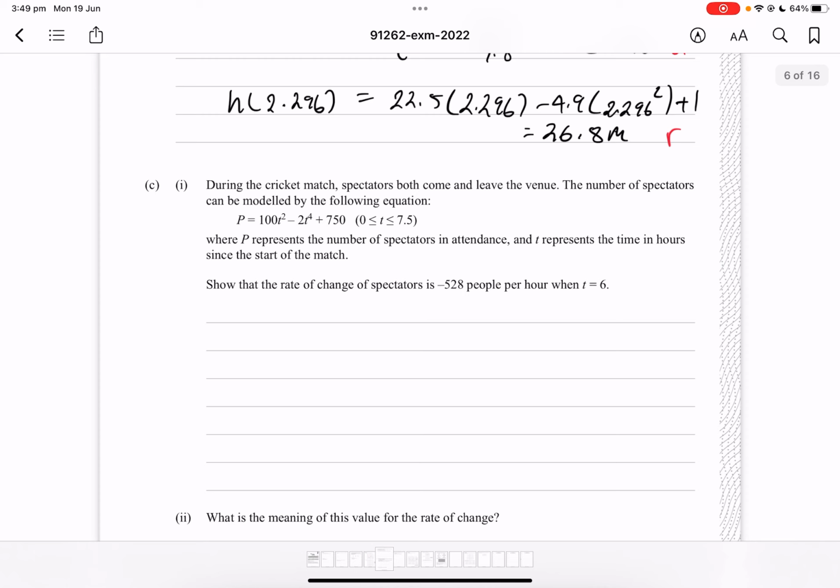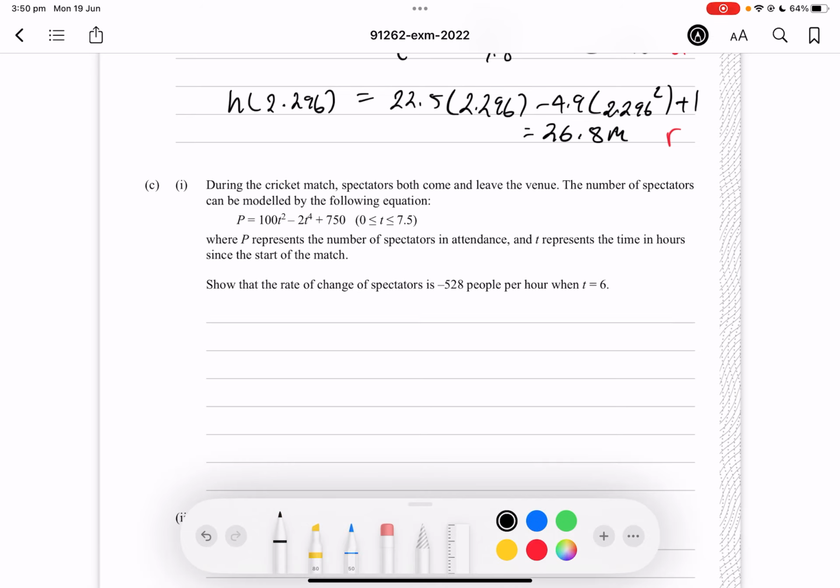All right, so during the cricket match, spectators both come and leave the venue. So the number of spectators can be modeled by the following equation. So p equals 100t squared minus 2 times t to the power 4 plus 750. So p represents the number of spectators in attendance, and t is the time in hours since the start of the match. So we want to show that the rate of change is -528 when t equals 6.